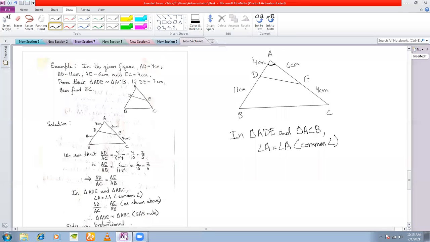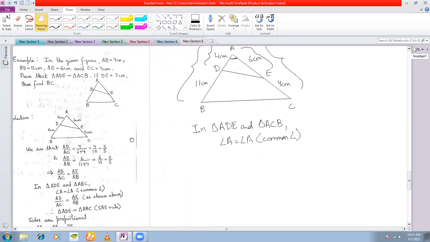Next, what are the included sides here of this angle? In the smaller triangle, these two are the included sides, right? In the bigger triangle, these two are the included sides, right? So their ratio must be equal. Now let's see which ratio. First of all, we shall try this in rough.